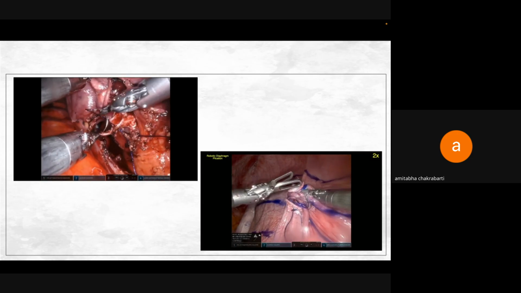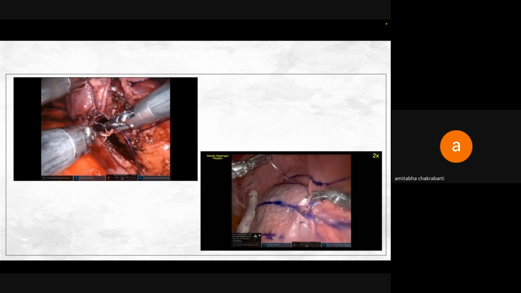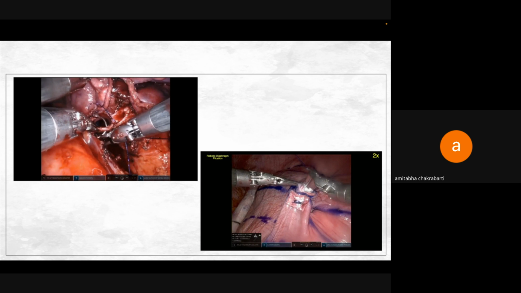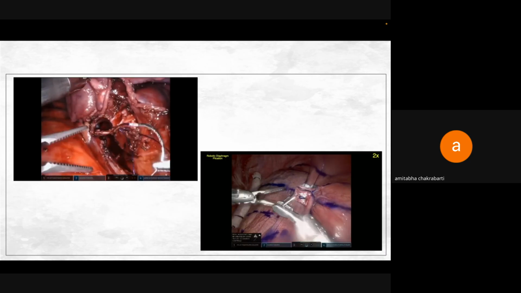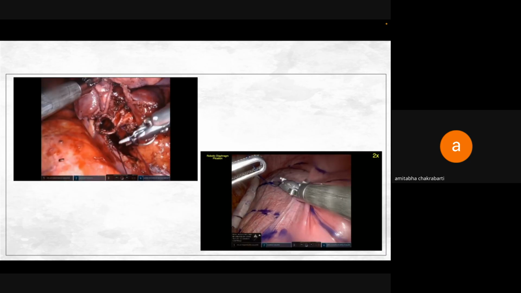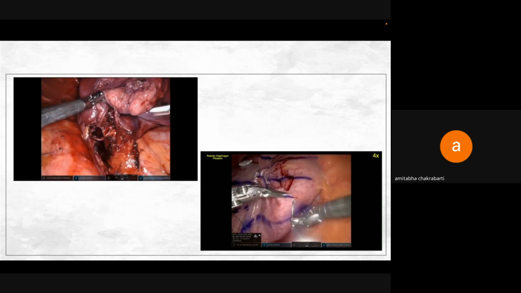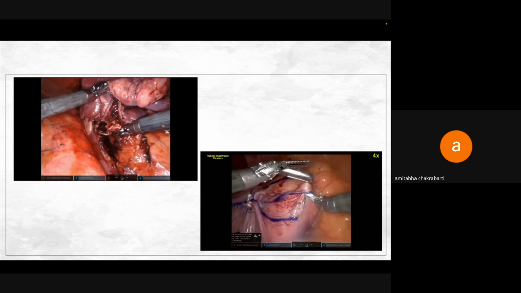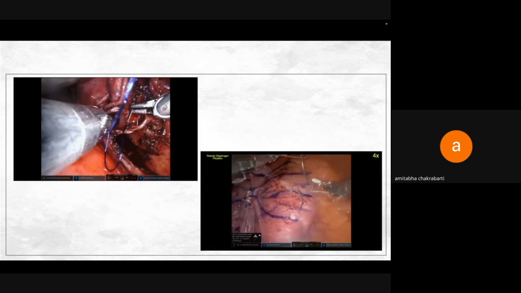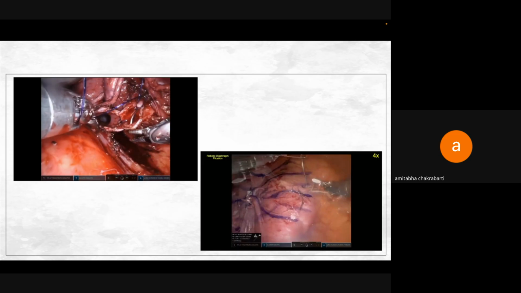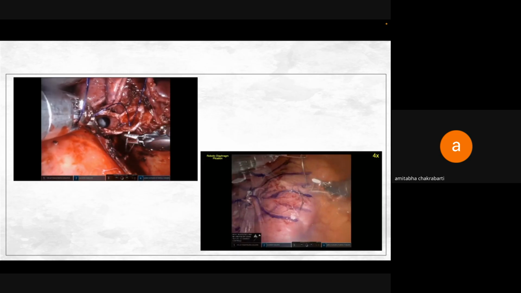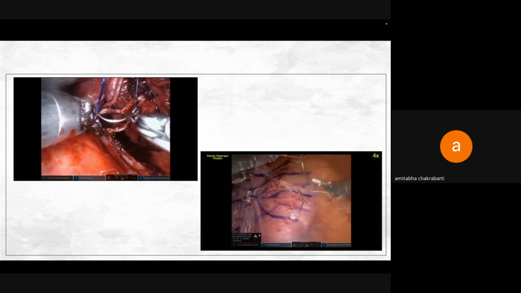And lower down, what you are seeing, we are operating on the diaphragm. What is the diaphragm? The diaphragm is the partition between the chest and the abdomen. If the diaphragm is diseased, sometimes the stomach and everything goes up inside the chest, and we have respiratory distress. So this is the diaphragmatic surgery which we are doing with the help of robot.